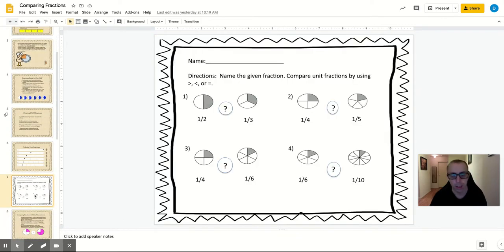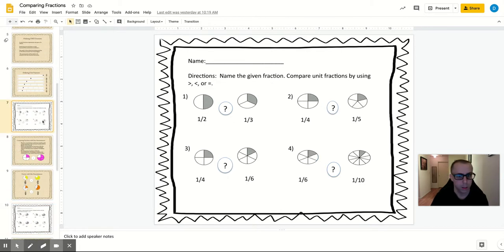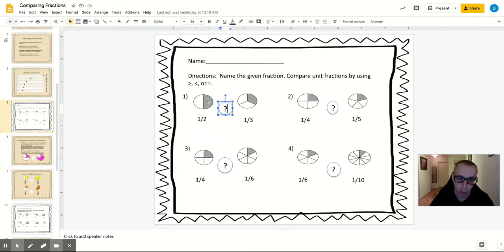And here were the examples we did. It looks like maybe we didn't do this one here, so let's just do this real quick. 1/2 and 1/3. We see the numerators of 1 are the same. We are comparing unit fractions. So since 2 is smaller than 3, that means it's divided into fewer parts. That means that one of the parts is bigger. So 1/2 is greater than 1/3.